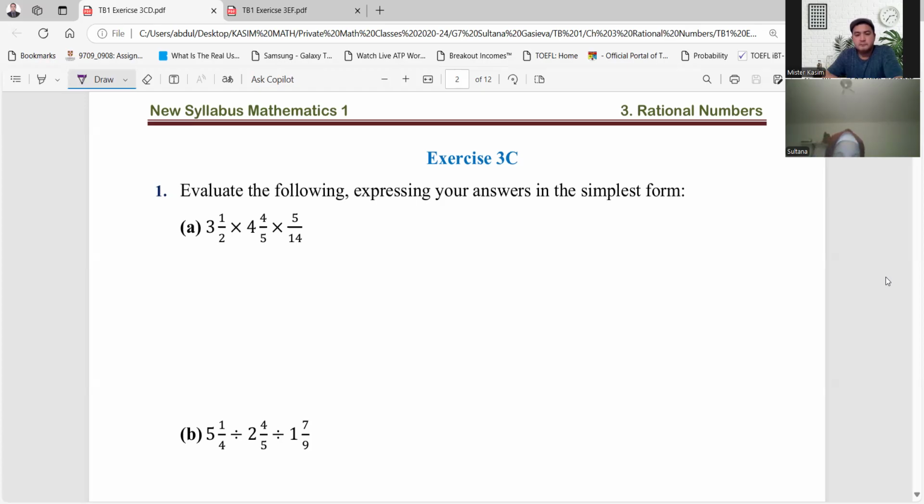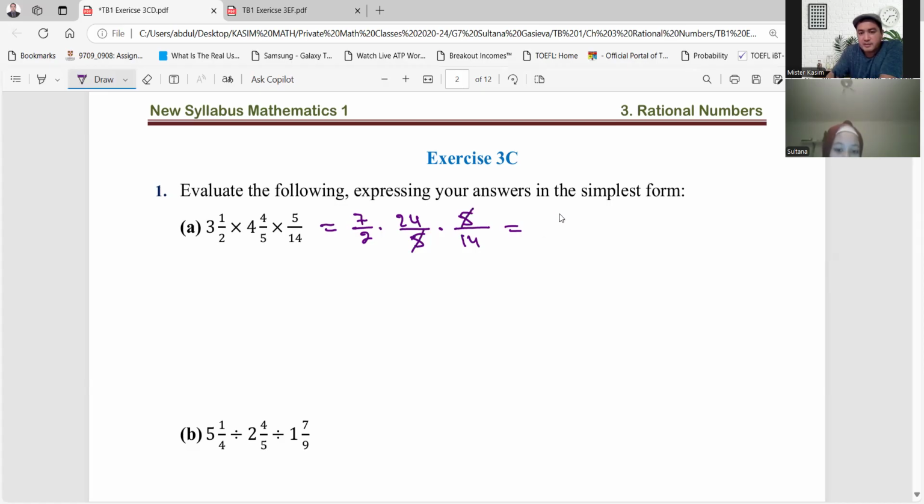I got 6. Good. That's correct. Can I tell you how I did it? Yes. So I simplified it. I got 7 over 2 times 24 over 5 times 5 over 14. If you see here, at the top and at the bottom, these are the same numbers, right? Immediately you can cancel it.